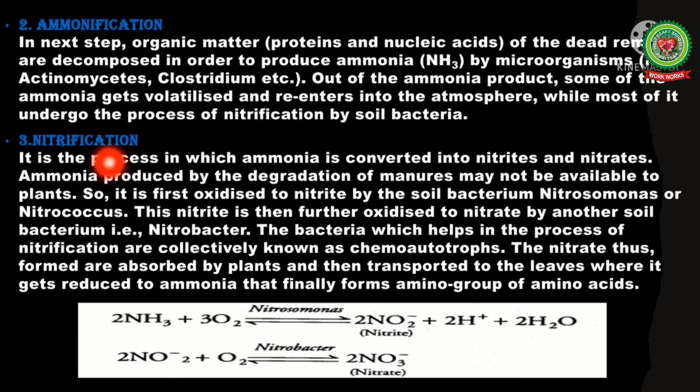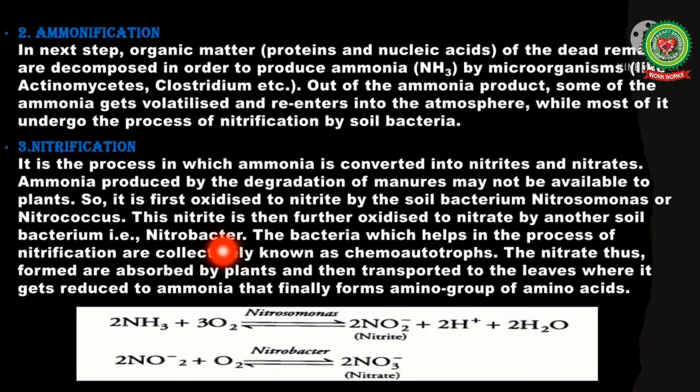Nitrification is the process by which ammonia is converted into nitrite and then into nitrate. Ammonia produced by the degradation of manures may not be directly available to the plant. So it is first oxidized to nitrite by soil bacteria like Nitrosomonas and Nitrococcus, and this nitrite is further oxidized to form nitrate by the soil bacterium Nitrobacter. The bacteria which help in the process of nitrification are collectively called chemoautotrophs. The nitrate thus produced is absorbed by the plant and then is transported to the leaves where it gets reduced to ammonia that finally forms the amino group of amino acids.